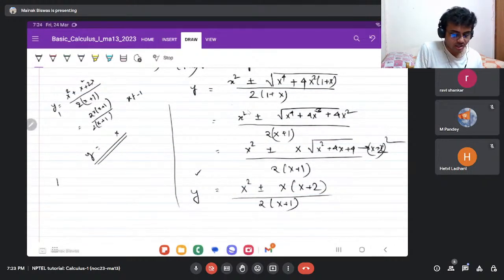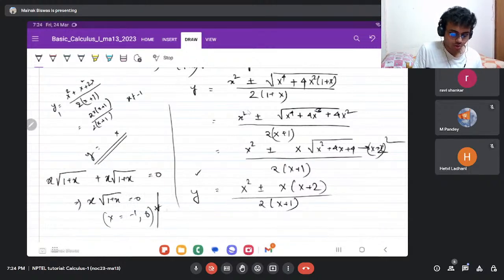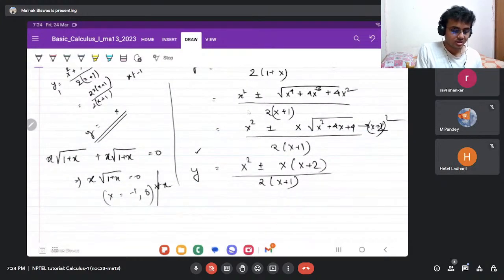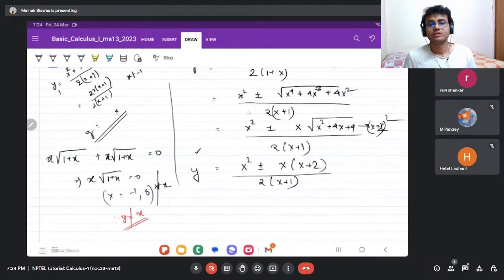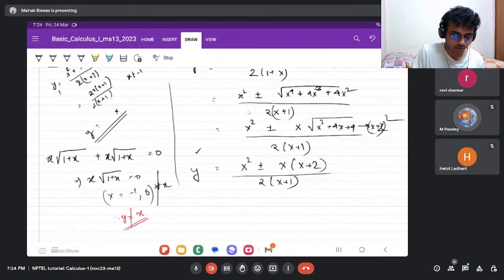But you put it in the original equation, you get x into 1 plus x into root over 1 plus x equal to 0, which is x into root over of 1 plus x is equal to 0, which is true only for x equal to minus 1 and 0. It's not true for all x. Not true for all x, right? Therefore, y is equal to x is not a solution, right? Did you understand the reasoning? Yes, sir. It has to be true for all x.